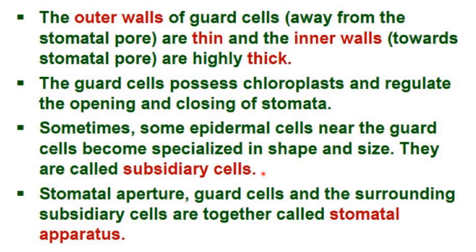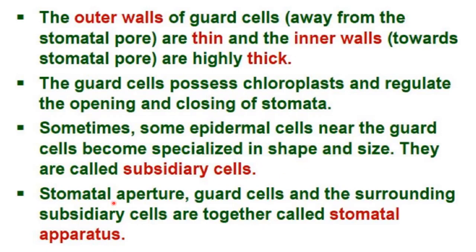Okay, as you know, stomata are present in the epidermis layer of the leaves. Now sometimes some epidermal cells, other than guard cells, get specialized in their shape and size, and they are called subsidiary cells. Subsidiary cells are the cells present in the surrounding of guard cells, and these are a type of modified epidermal cells, right?